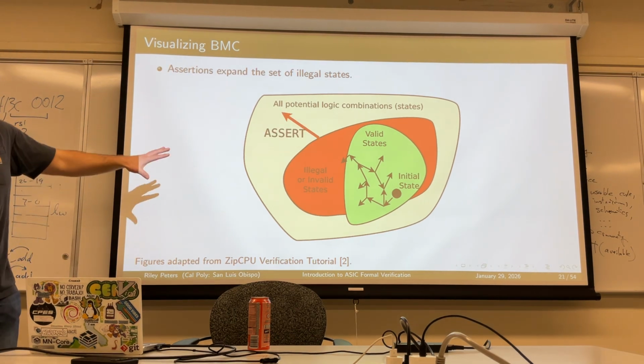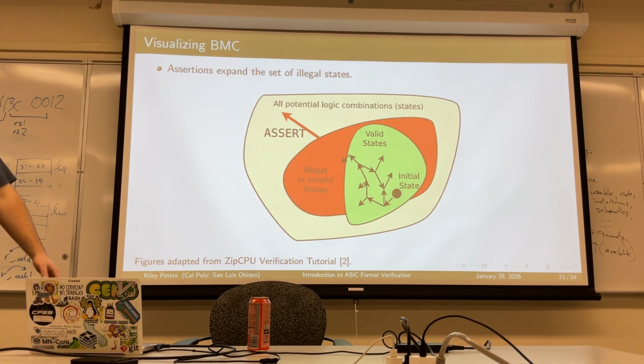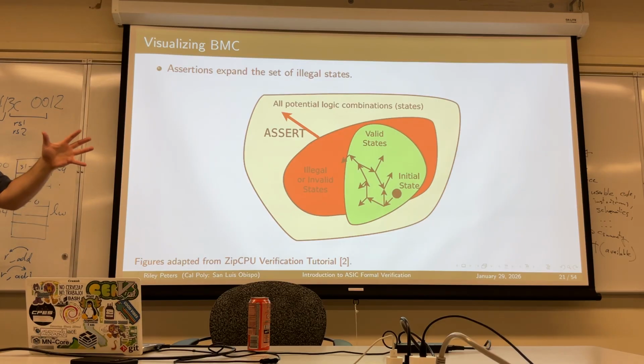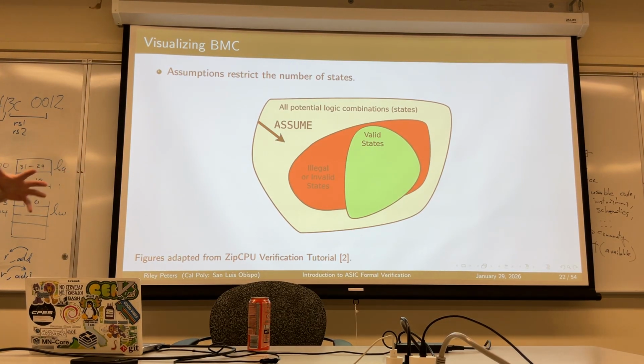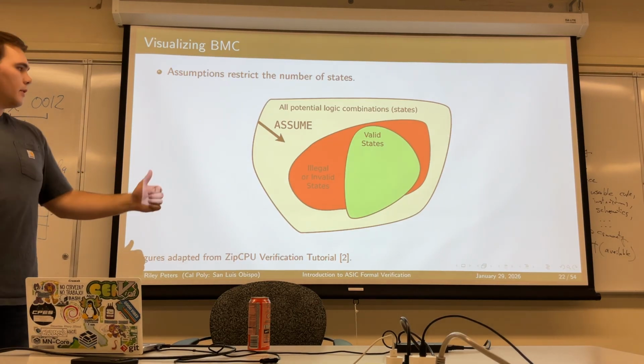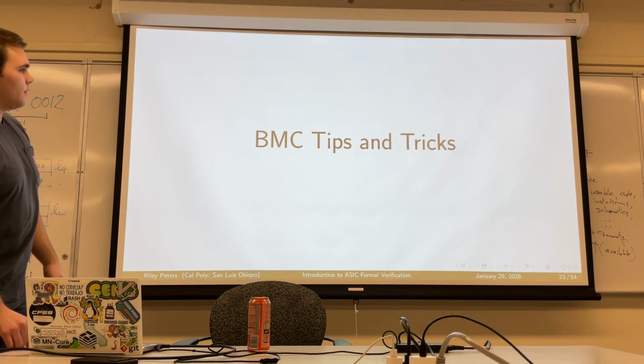And as I mentioned, assert increases that range of illegal and valid states, making it more clear what's good and what's bad. And assume constricts the amount of total possible states so that it can't create weird, invalid conditions that you should never encounter when you're running an actual simulation. Everybody good so far? Okay.